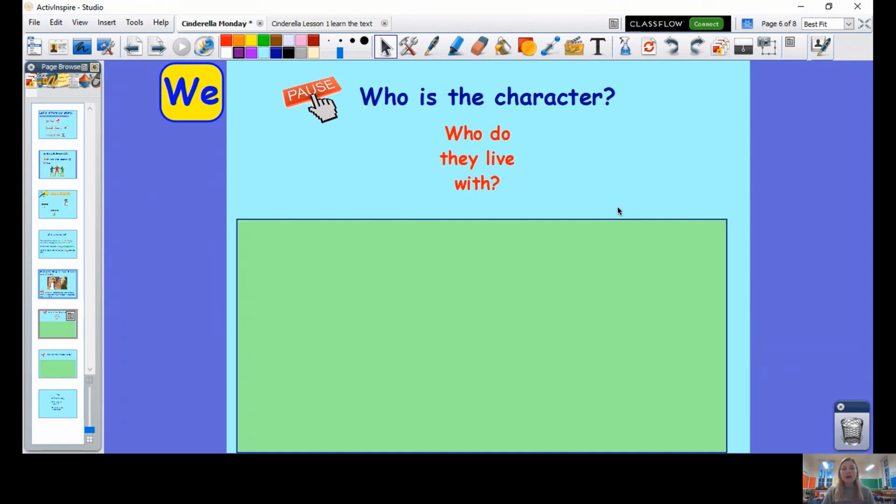We know it's Cinderella, but who does Cinderella live with? In our first story, Cinderella lives with her wicked stepmother and ugly stepsisters. Now, what's our special number today? What are we using the power of? 3. When we're doing our writing, we're going to write 3 different things or groups of people that Cinderella lives with. Okay, so I would like you to think of 3 different people that Cinderella lives with, ready for our writing. And when you're ready, press play.